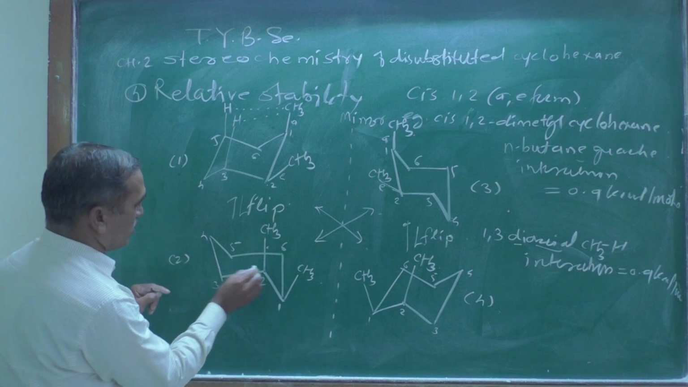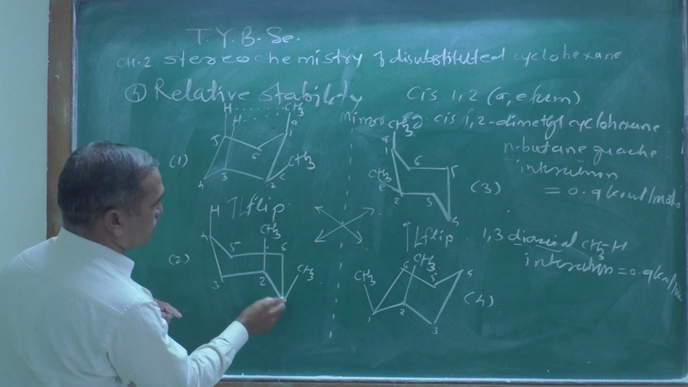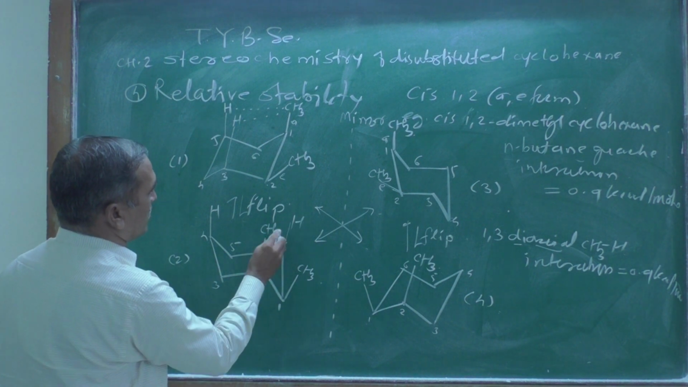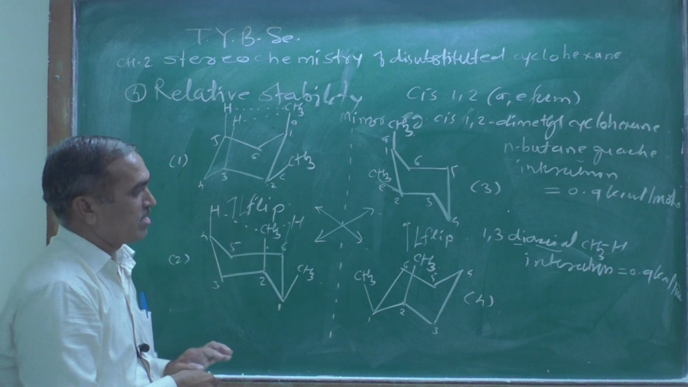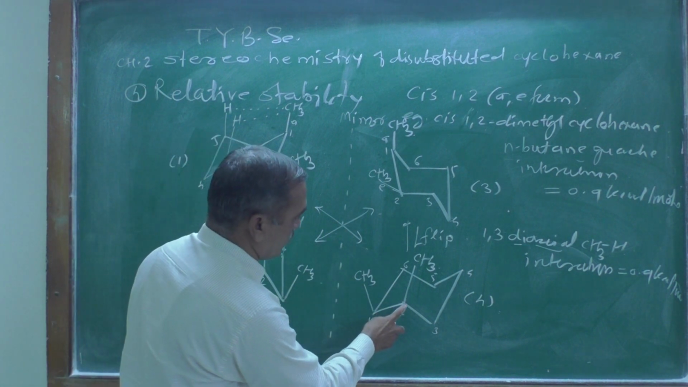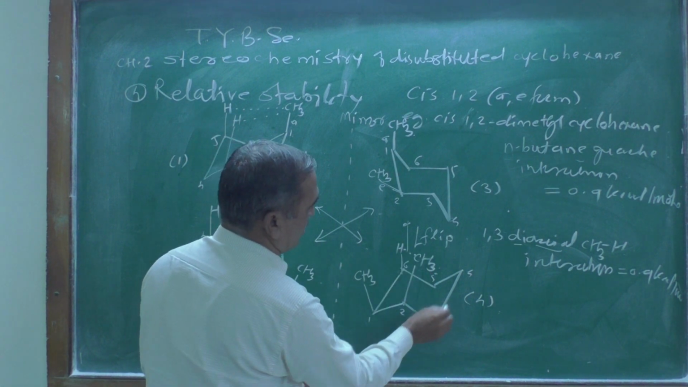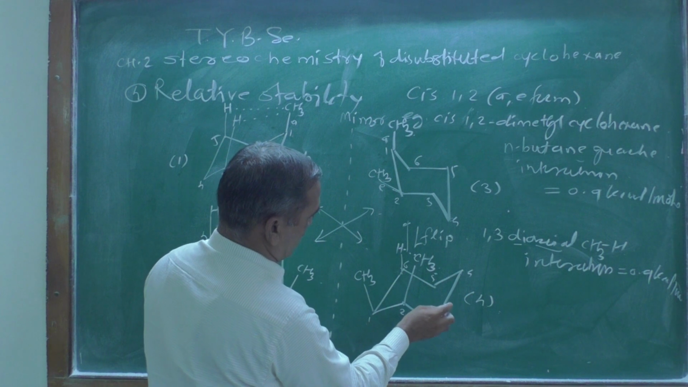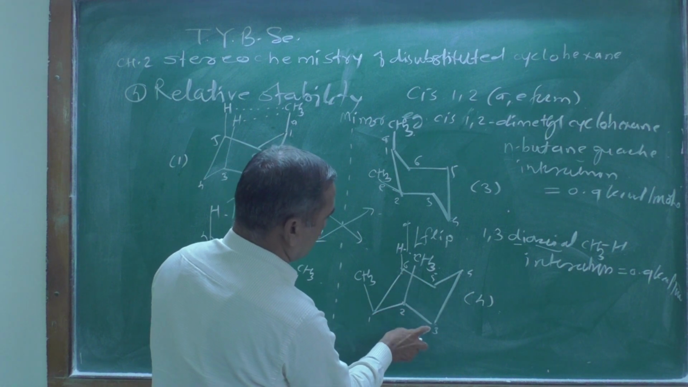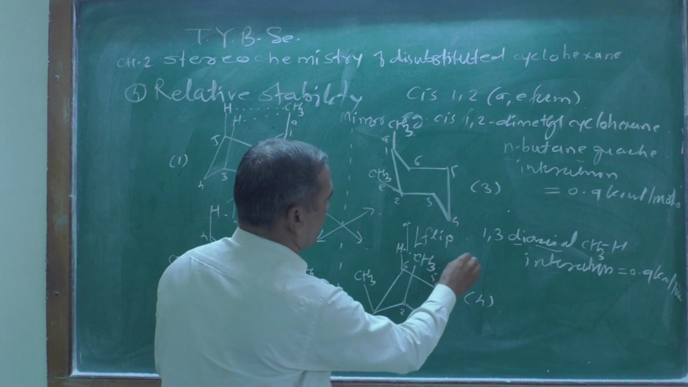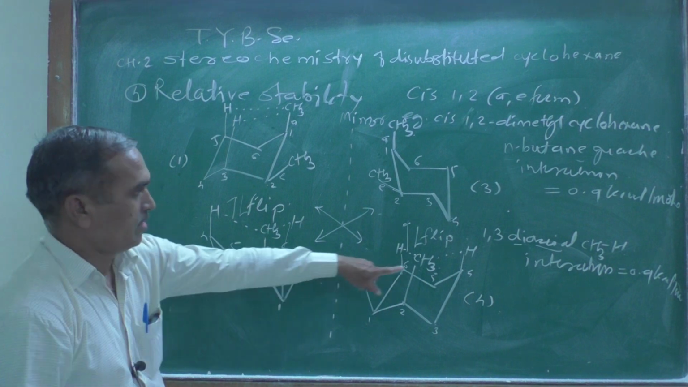Now look at here, 1, 2, 3. Here is a hydrogen atom. Look at here, 1, 2, 3. There is a hydrogen atom. They create a lot of steric interaction, 1,3 diaxial interaction. Here also 1, 2, 3, at this there is a hydrogen atom. 1, 2, 3. What is that here? Axial position. 1, 2, 3. Here is a hydrogen atom, they generate a 1,3 diaxial interaction.